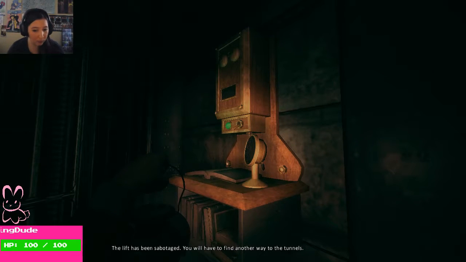The lift has been sabotaged. You will have to find another way to the tunnels. Take care in this place, Mandus. It is the crucible of the evil that stalks these corridors.